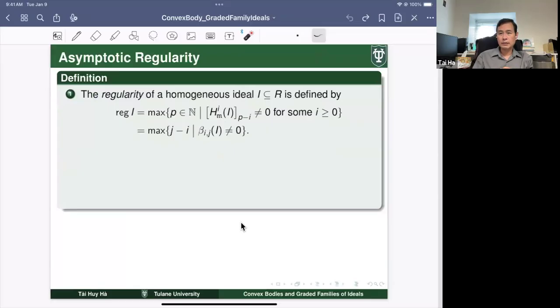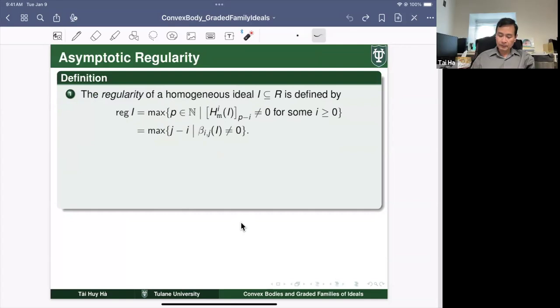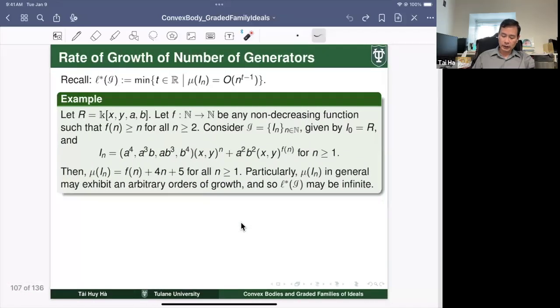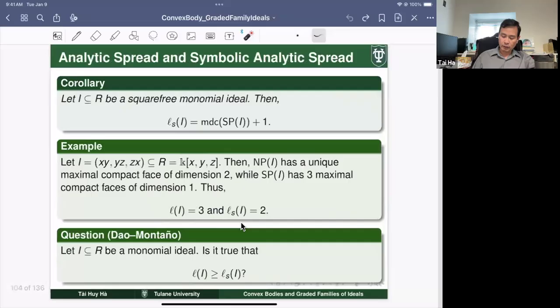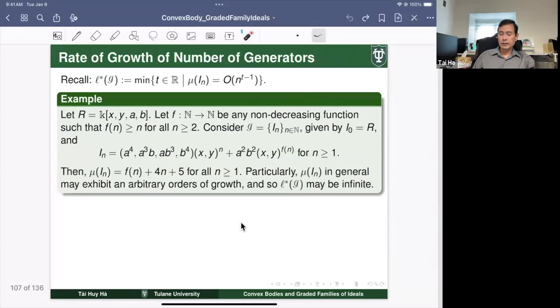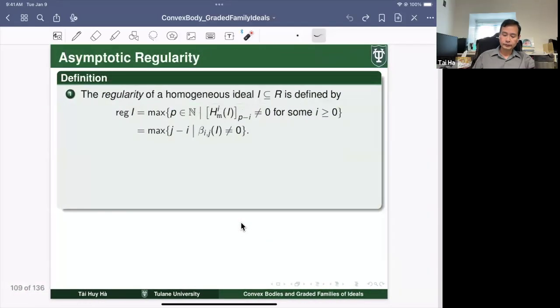So, any questions before I move on to the next invariant? No questions. Thank you. Generally, I think this kind of formula, where the analytic spread number equals 1 more than the maximum compact dimension, should be true more generally, but for now, this is what we can prove.